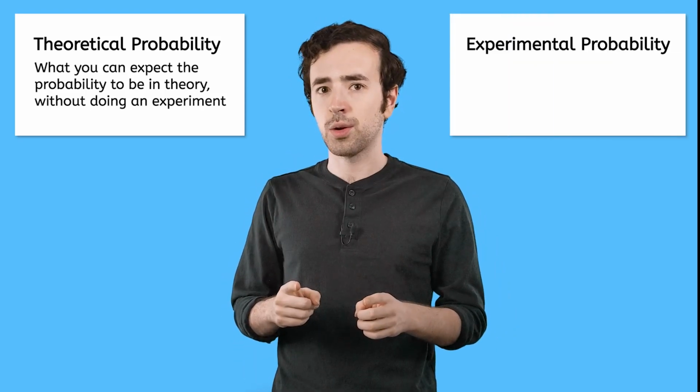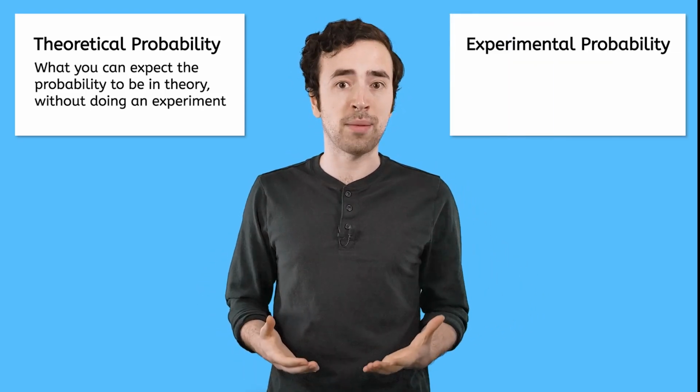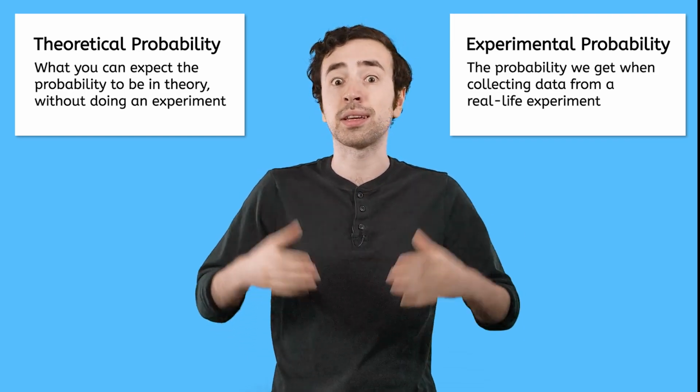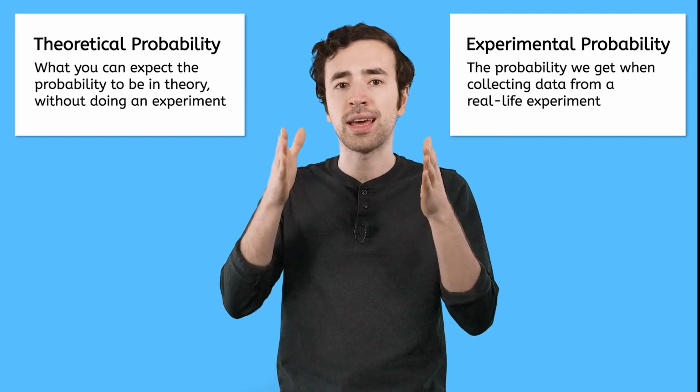On the other hand, we have experimental probability, which is the probability that we get when we collect data from conducting an actual real-life experiment. The interesting thing about experimental probability versus theoretical probability is that those two probabilities won't necessarily match each other.